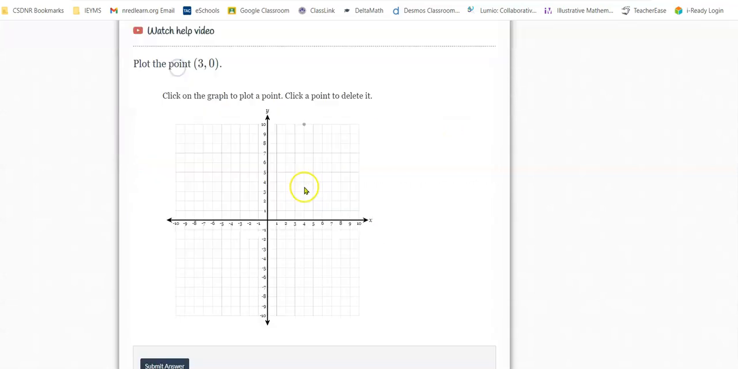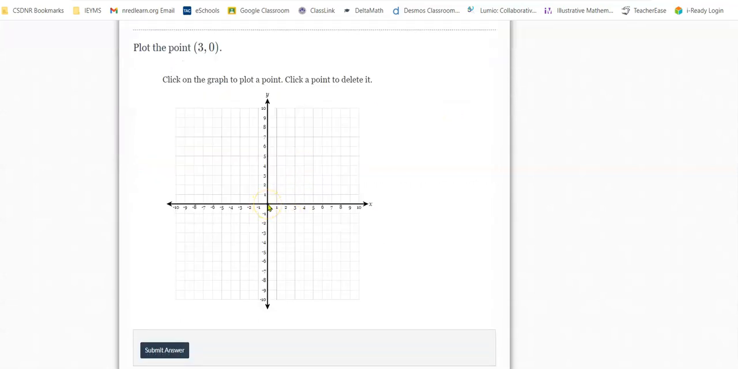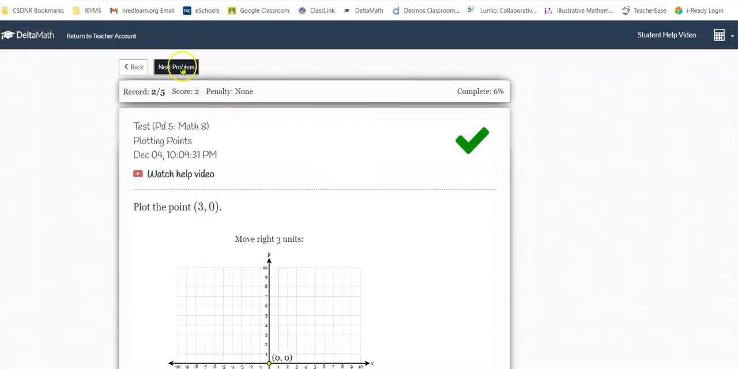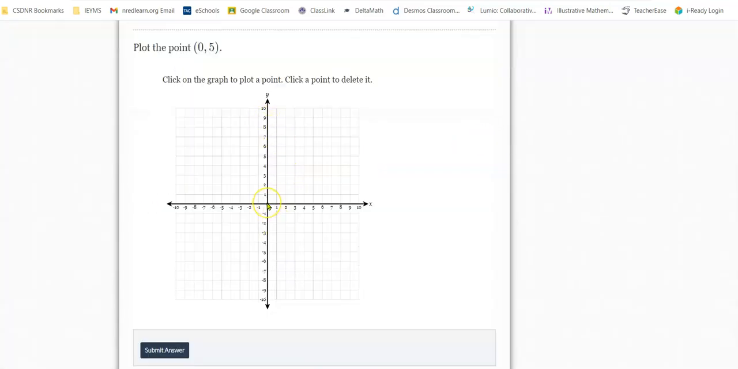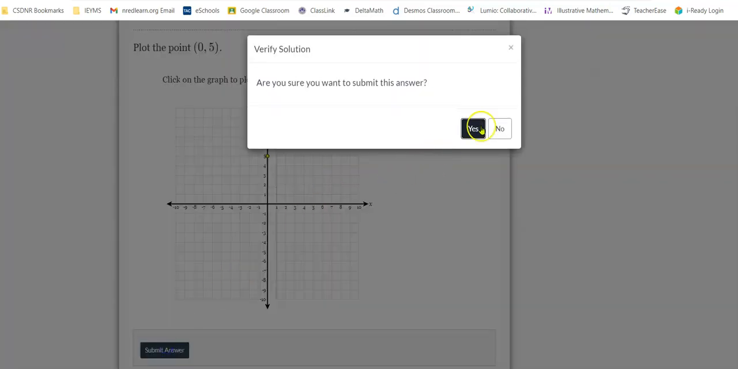Again, you move left or right first. So I'm going to move to +3 on the x-axis, but 0 up and down on the y. So I'm actually going to be on the axis. Last one, 0, 5 means 0 left or right, but 5 on the y-axis. Another point on the number line.